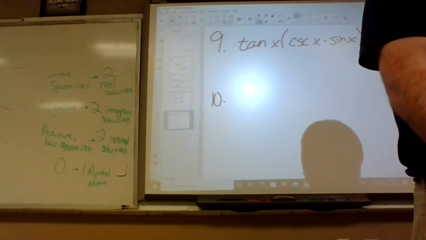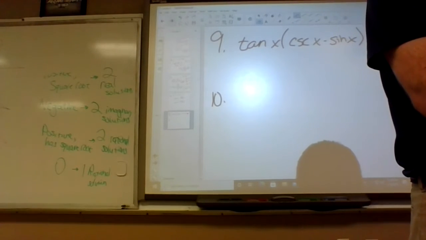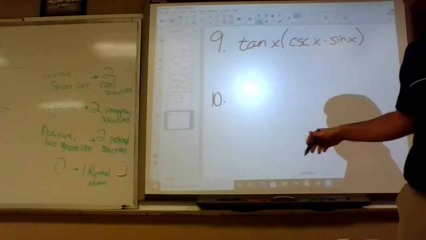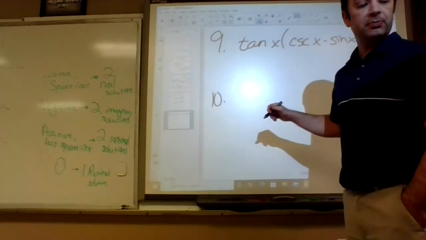Okay, guys, stop talking. We can get through this. We don't have time for that. 10, cosecant plus cotangent.